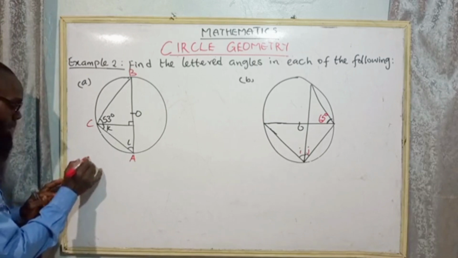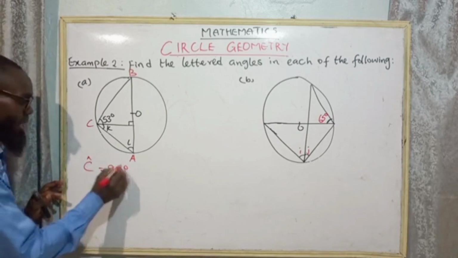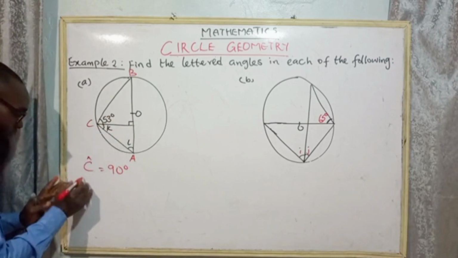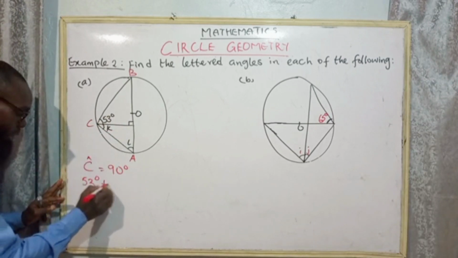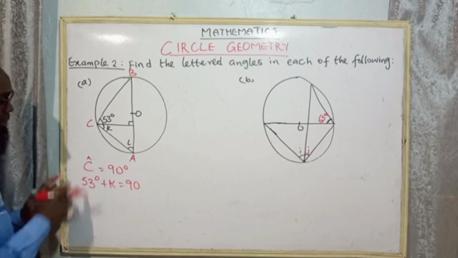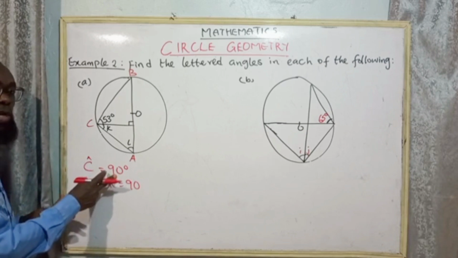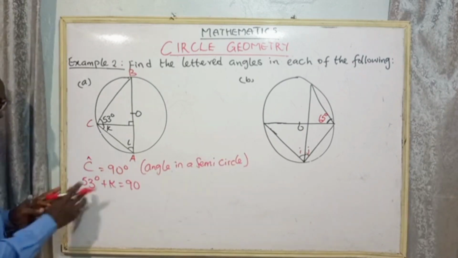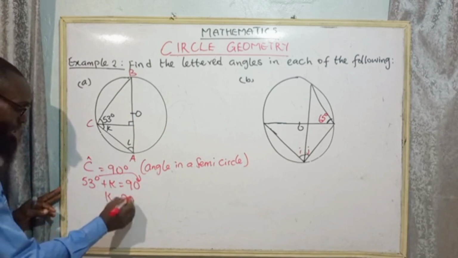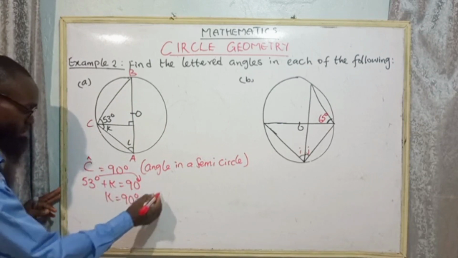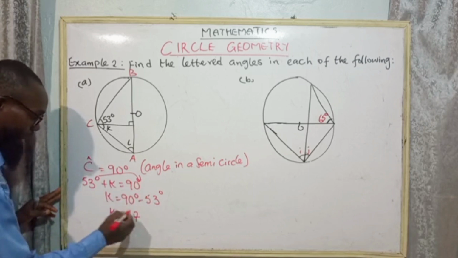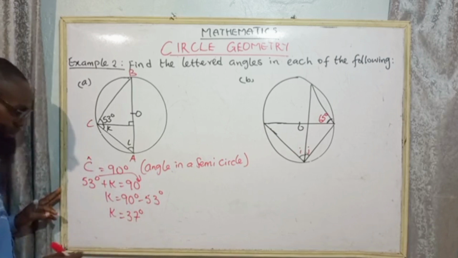If angle C equals 90 degrees, and the angles that form this C are 53 degrees and k, so 53 degrees plus k is equal to 90 degrees. Since this angle is equal to 90 degrees, the reason is angle in a semicircle. Now collect like terms, k will equal 90 degrees minus 53 degrees. So k equals, here we have 7 and where we have 3, that's 37 degrees.